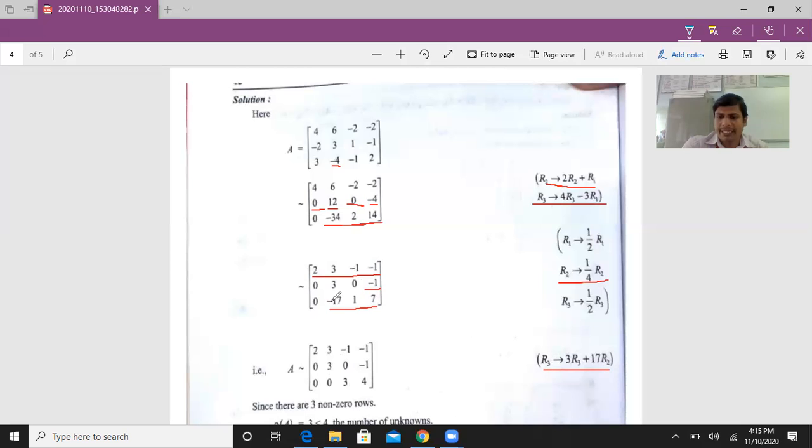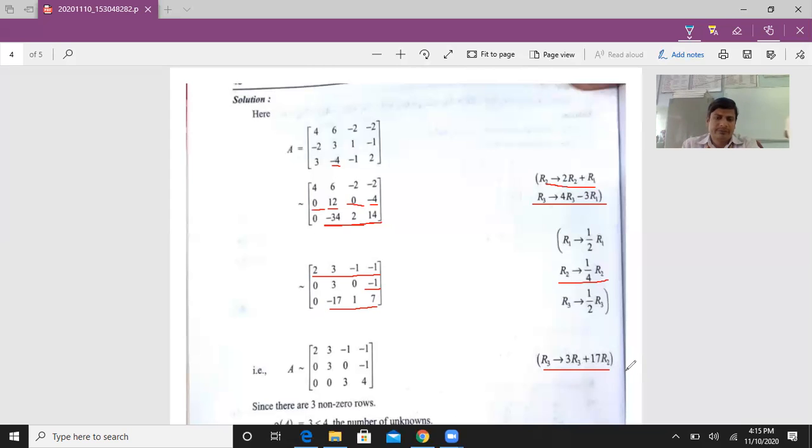Okay, I multiply here. R3 equal to 3 R3 plus 17 R2, means multiplying 3 to the third row plus adding 17 times the second row. Okay. 17 plus R2, that is 3, 7, 20. Okay, see here, R3 equal to 3 R3 plus 17 R2.